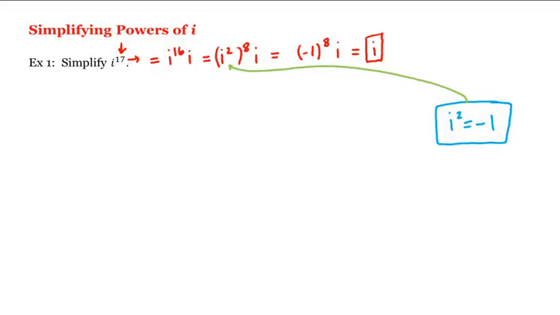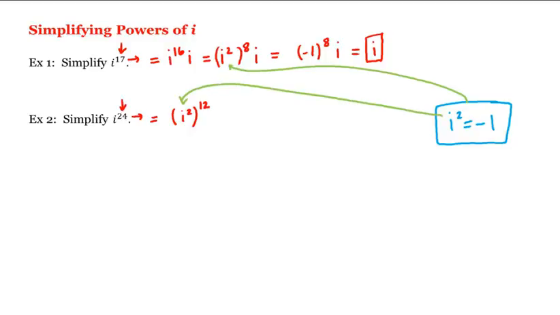Okay, let's look at another one. Let's simplify i to the 24th power. Now 24 is an even number, so we can rewrite this directly as a power of i squared. That is, i squared raised to the 12th power. Again, we'll use the fact that i squared is -1. That is, this is equal to -1 raised to the 12th power, which is equal to 1.